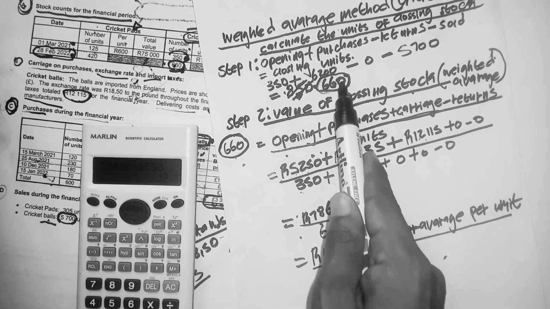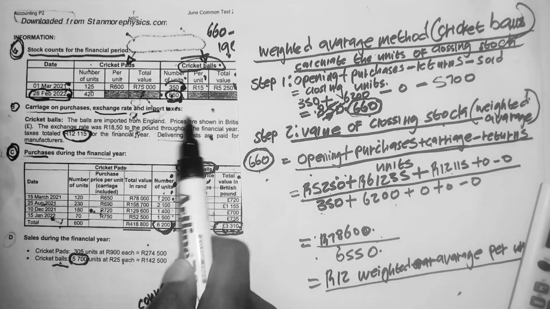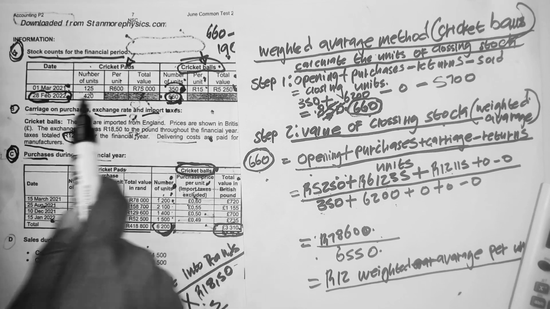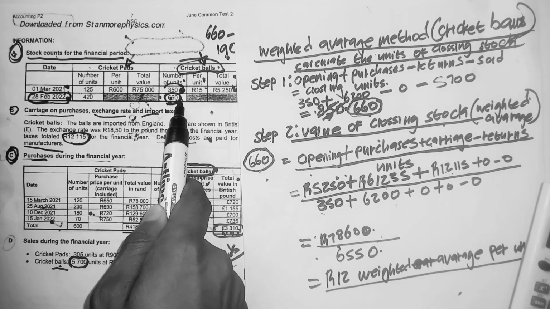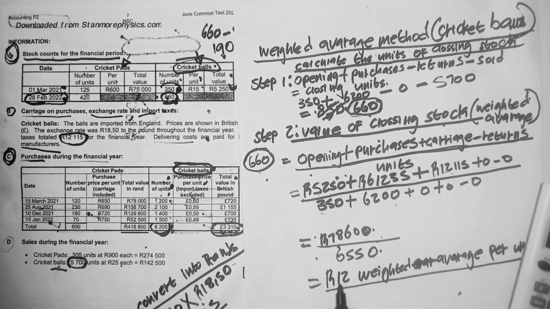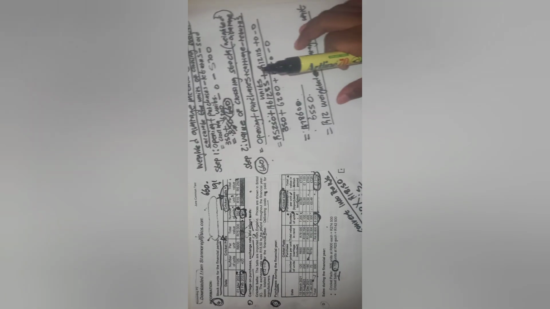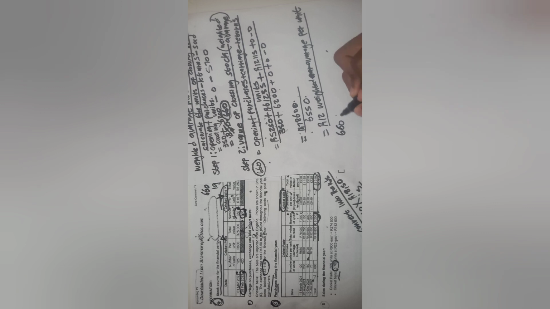How about this 660, which is the cricket balls on 28 February? These cricket balls at the end of the year, how much do they cost us if one cricket ball costs us 12 rand? So you're going to say 660 balls multiplied by 12 rand, so that you will get, because these 660 balls, how much do they cost you?